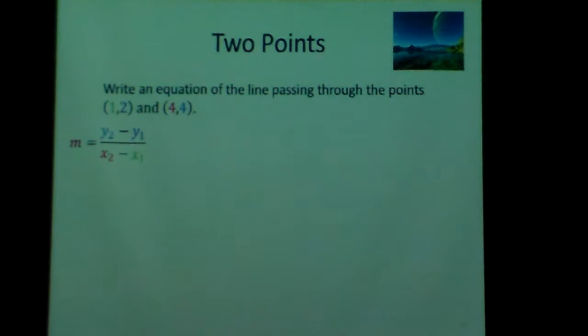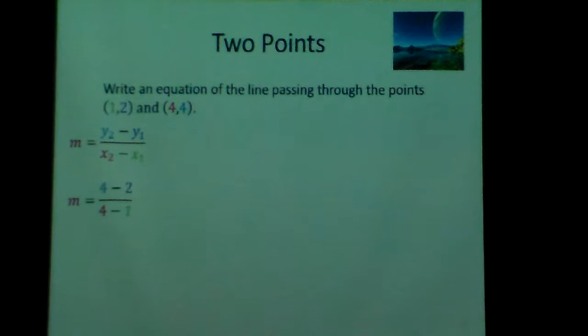Okay, given 2 points, I need to write an equation of a line. Notice here I have 2 points, (1, 2) and (4, 4). Before I can do anything, I have to find a slope. And what do I have up here? My slope formula that starts with m. Remember, the Latin word for slope is montor, which starts with m.